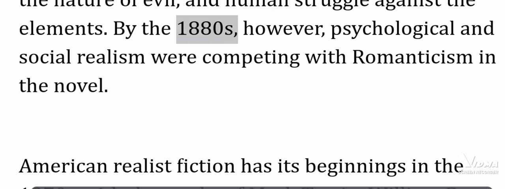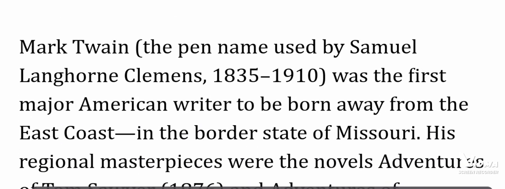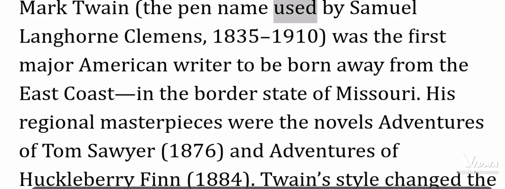By the 1880s, however, psychological and social realism were competing with romanticism in the novel. American realist fiction has its beginnings in the 1870s with the works of Mark Twain, William Dean Howells, and Henry James. Mark Twain, the pen name used by Samuel Langhorne Clemens, 1835 to 1910, was the first major American writer to be born away from the East Coast in the border state of Missouri.